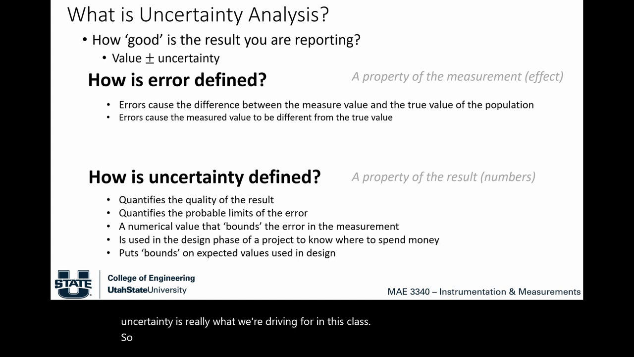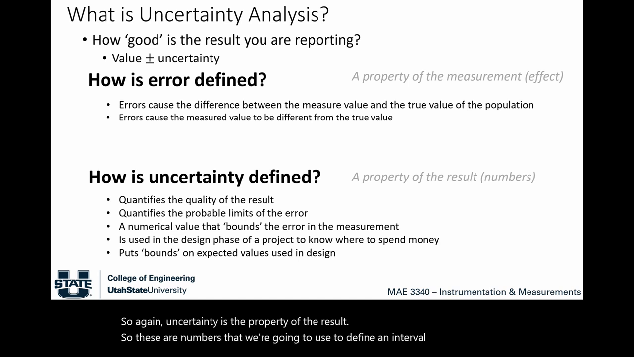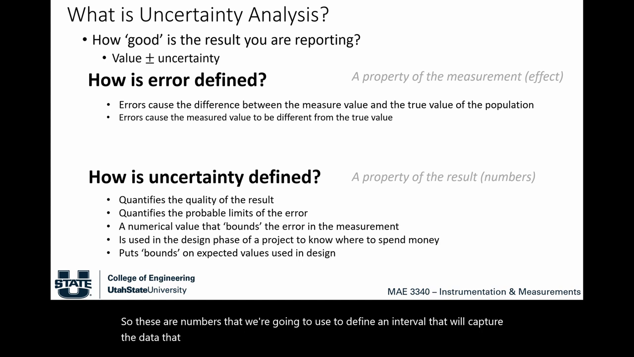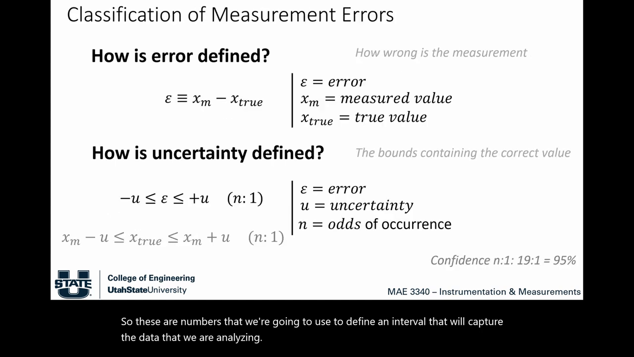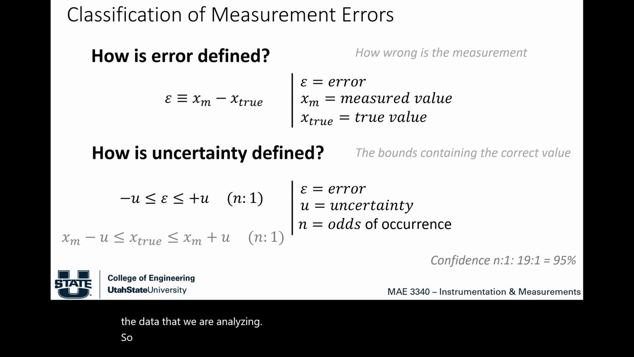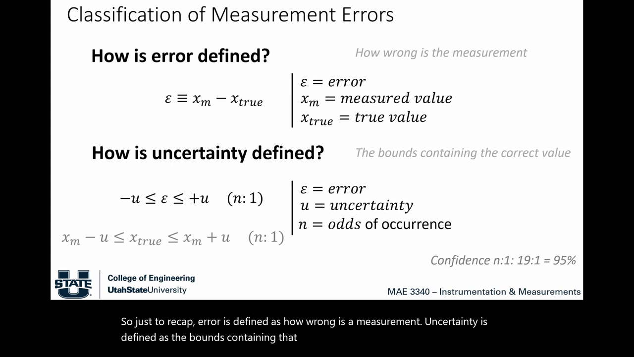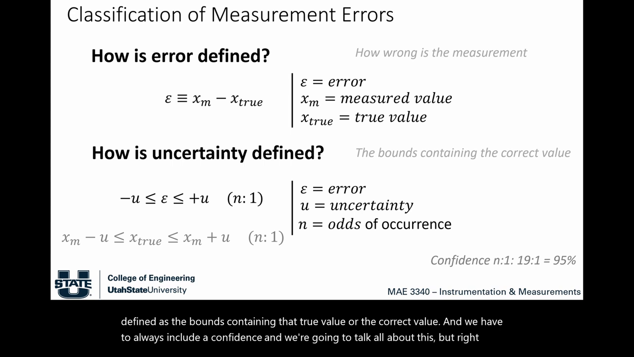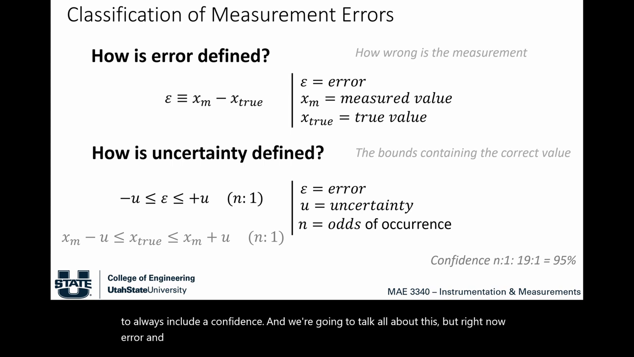So again, uncertainty is the property of the result. So these are numbers that we're going to use to define an interval that will capture the data that we are analyzing. So just to recap, error is defined as how wrong is the measurement. Uncertainty is defined as the bounds containing that true value or the correct value. And we have to always include a confidence. And we're going to talk all about this, but right now, error and uncertainty definitions is what we're focused on.